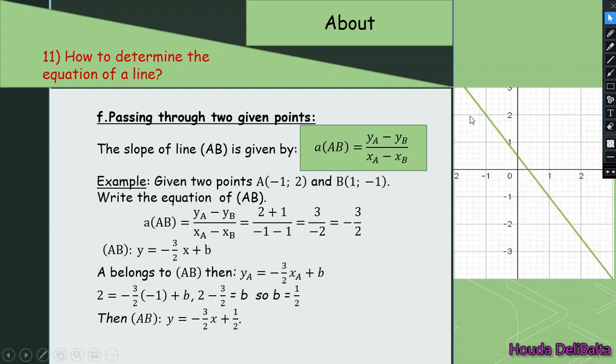And here is the decreasing line AB because its slope is negative. It passes through the point A (-1, 2) as you see here, and it passes through the point B (1, -1) as you see here.